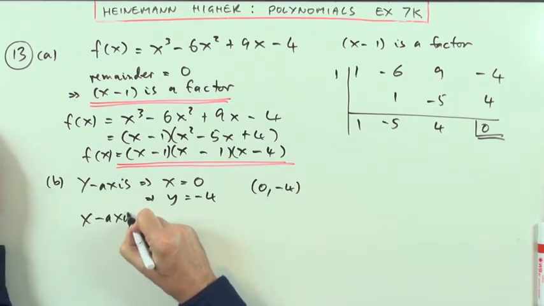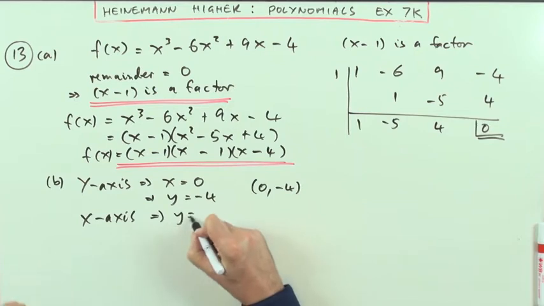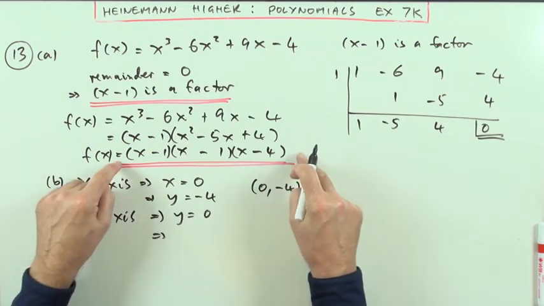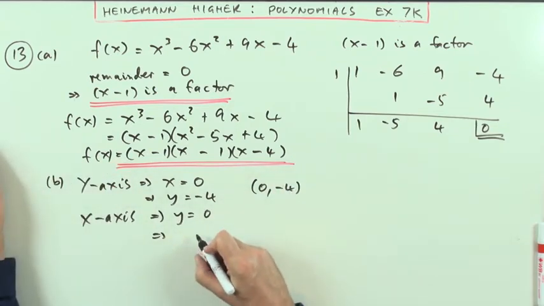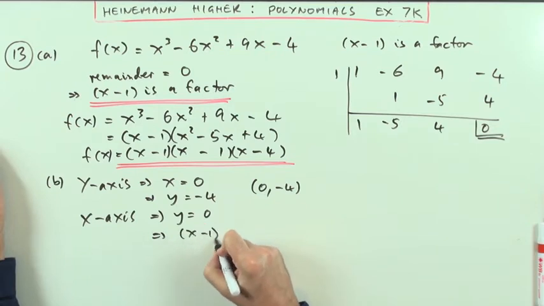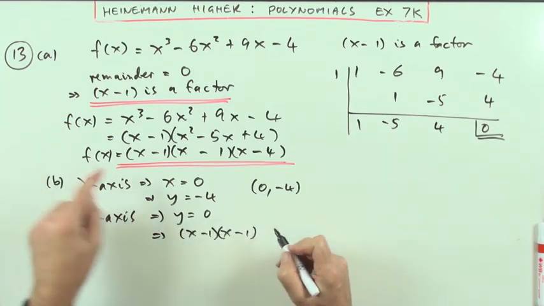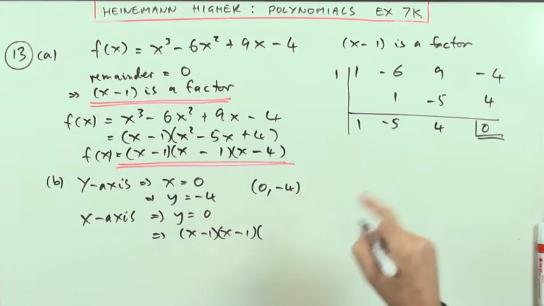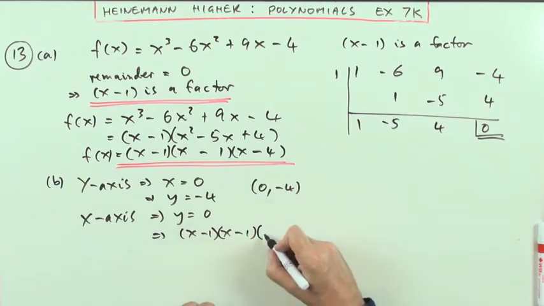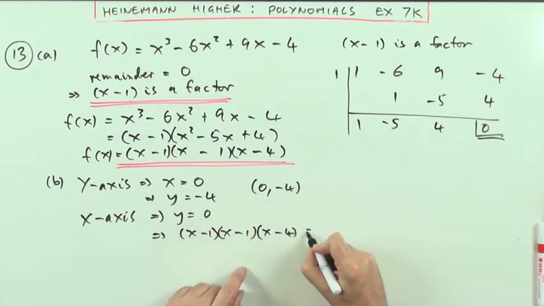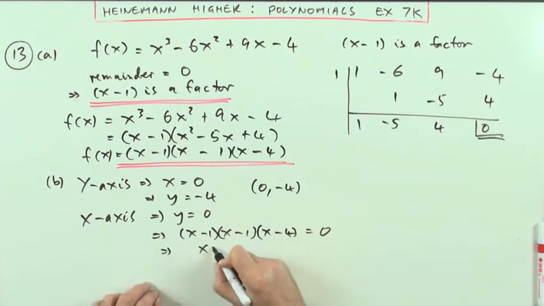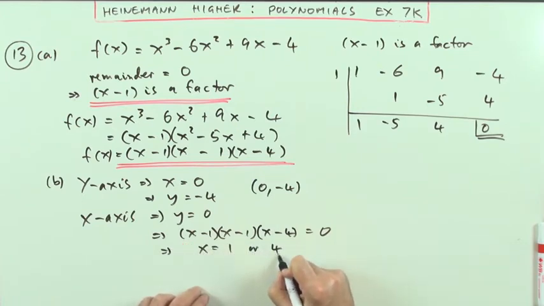Where does it cut the x-axis? Well, if you're on the x-axis, y is 0, so that's this expression here. So that means you've got then that x minus 1, notice that double root, so it's going to be a tangent point on the x-axis there, x minus 1, x minus 4 equals 0, which means x equals 1 or 4.